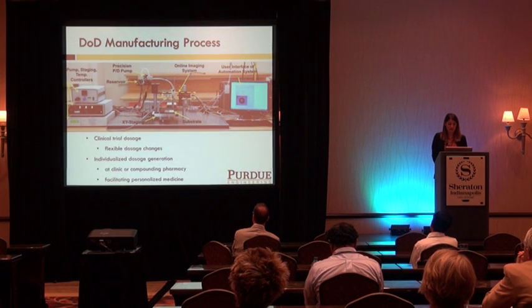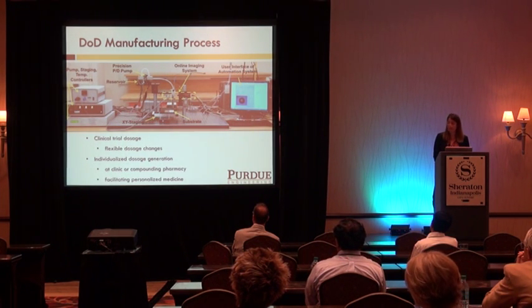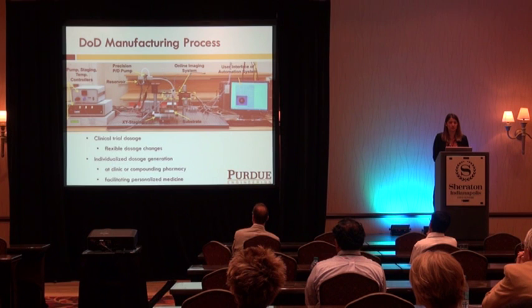So here's an actual picture of the process. It's a very compact mini manufacturing process, and it can be used to produce clinical trial dosage, where you can change the dosage amount between different patients. And you can produce individualized dosage at a clinic or a compounding pharmacy, which will facilitate personalized medicine. So here, in the middle of the picture, you can see the different process units. I will explain the process very basically.